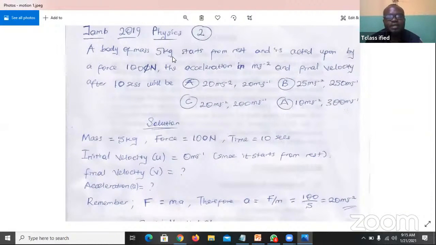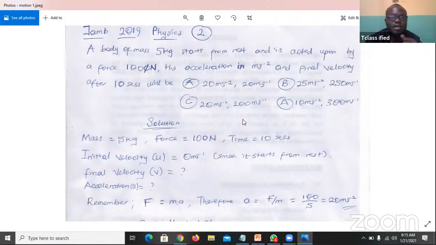A body of mass 5 kg starts from rest. Whenever you hear the words starts from rest, it simply means that the initial velocity is 0. So a body of mass 5 kg starts from rest and is acted upon by a force of 100 newtons. The acceleration in meters per second squared and final velocity after 10 seconds will be what? So you're required to find the acceleration and the final velocity.